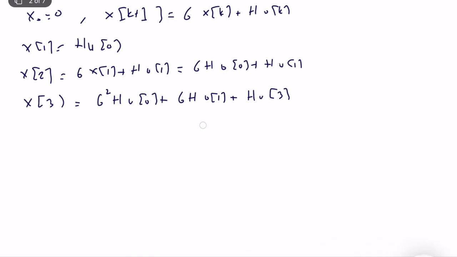So for a general x of k, I can find this relation. You will see that it starts with g to the power k minus 1, h times u0, plus g to the power k minus 2, h times u1. It goes like this.